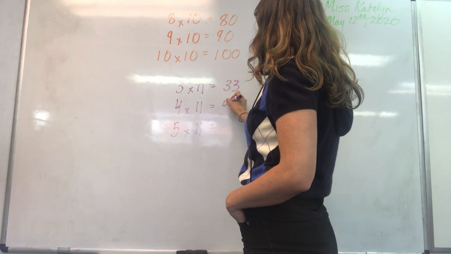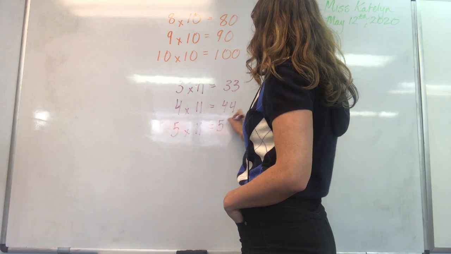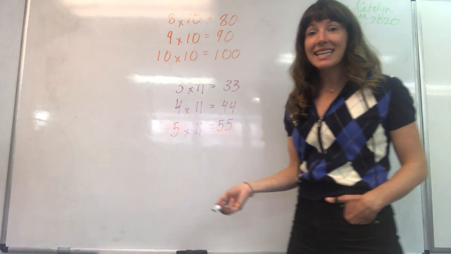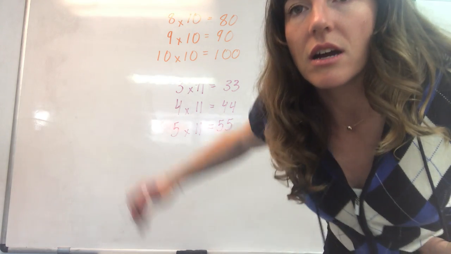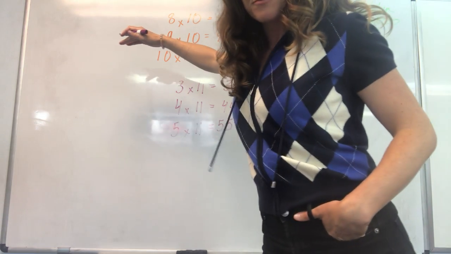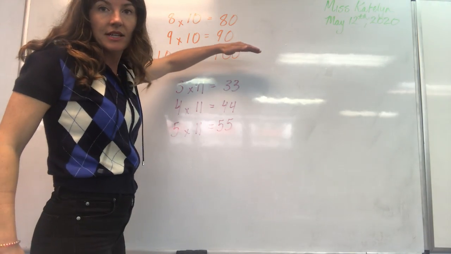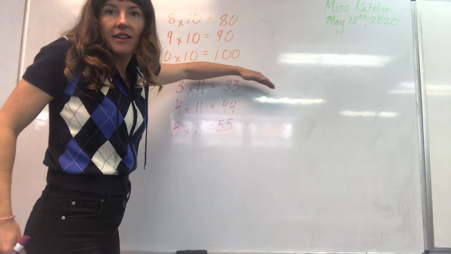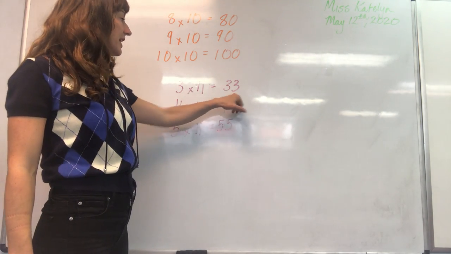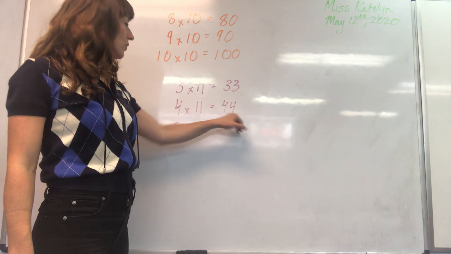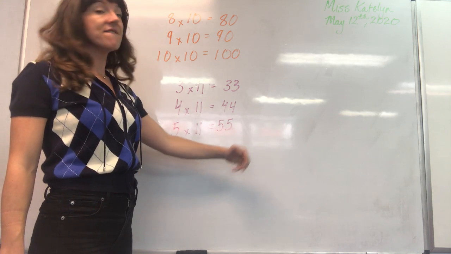33, 44, 55. That's it. Can you even see that? You can totally see that. Anyways, it's 3 times 11, 33. 4 times 11, 4, 4. 5 times 11, 5, 5.